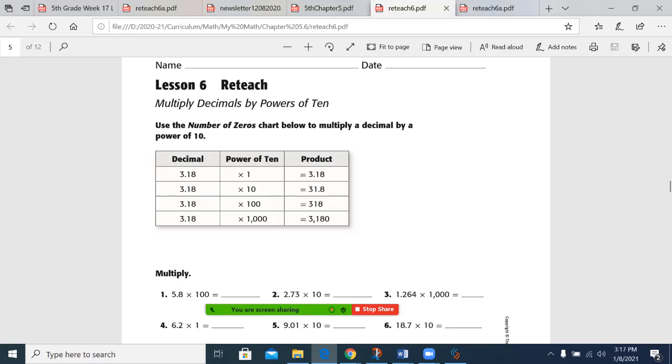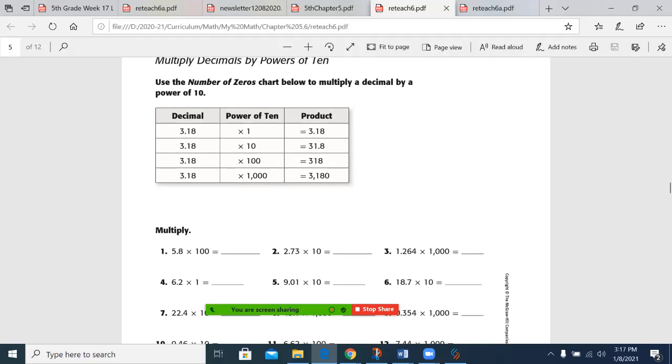But really, that was also an example of moving the decimal point and just annexing zeros to fill it in. Now that we're doing decimals, the same philosophy applies. So looking at the chart, 3.18 times 1 is 3.18. There's no power of 10 there. That's identity property through and through. Now going here, 3.18 times 10. 10 has 1 zero, so I move it over 1 spot, and I ended up with 31.8.